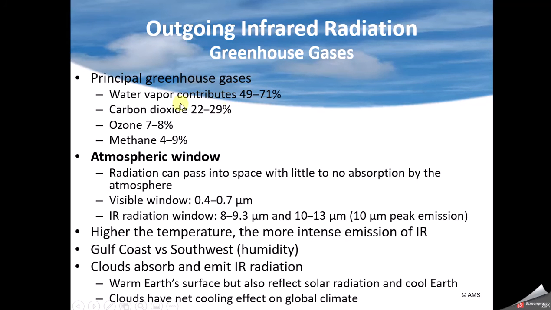So there are all kinds of greenhouse gases. We talked about water vapor being a huge one. Carbon dioxide, ozone, methane. Methane is significant because it's 21 times more effective than carbon dioxide. So a little methane goes a long way.